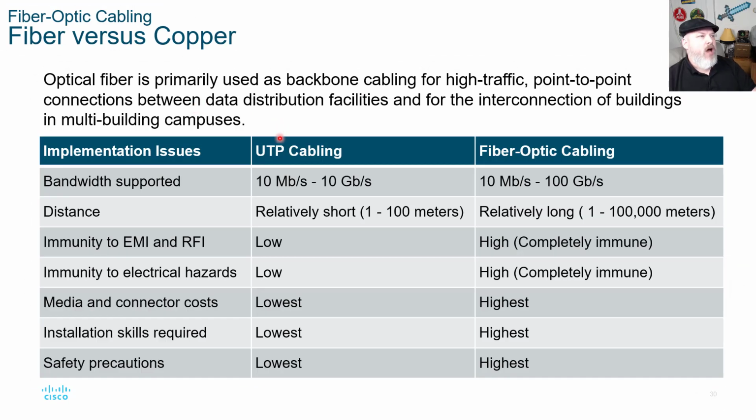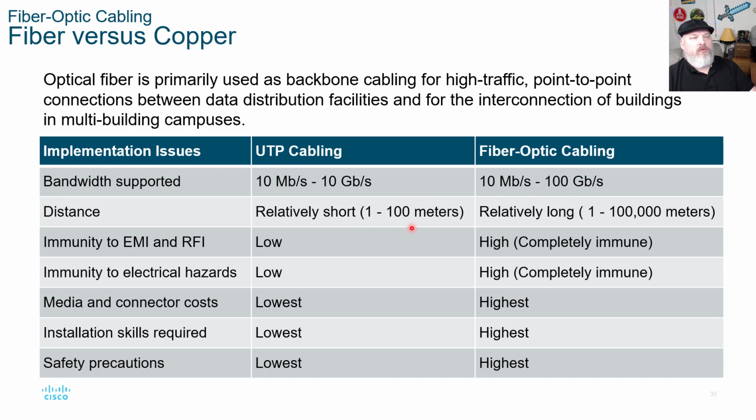Now, fiber versus copper. UTP cabling supports 10 megabits per second up to 10 gigabits per second. Fiber optic cable goes from 10 megabits up to 100 gigabits. So much greater speed and bandwidth.